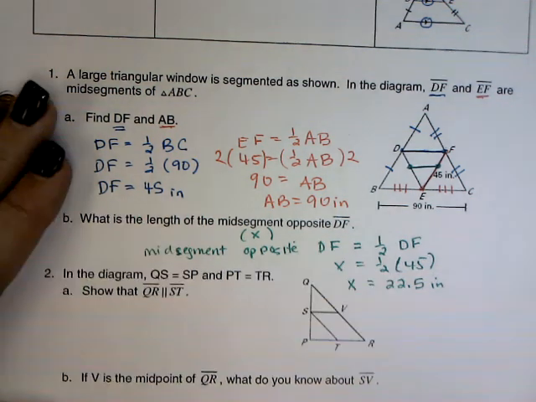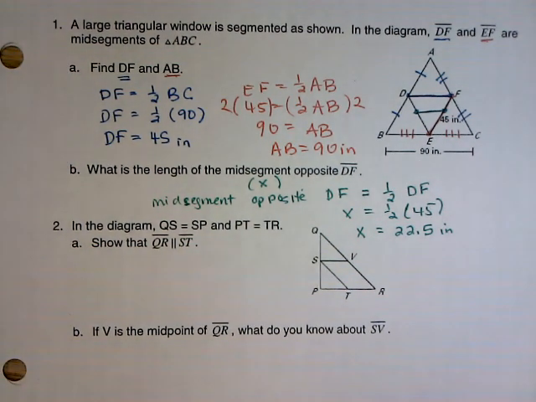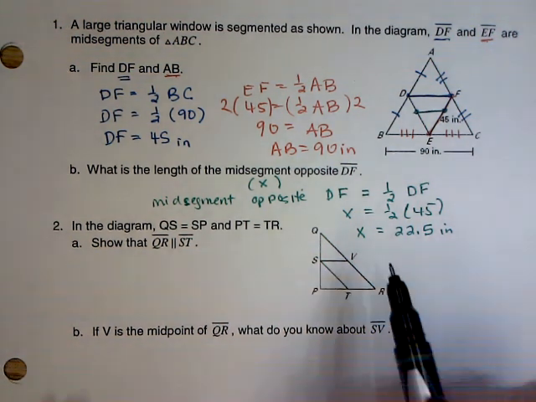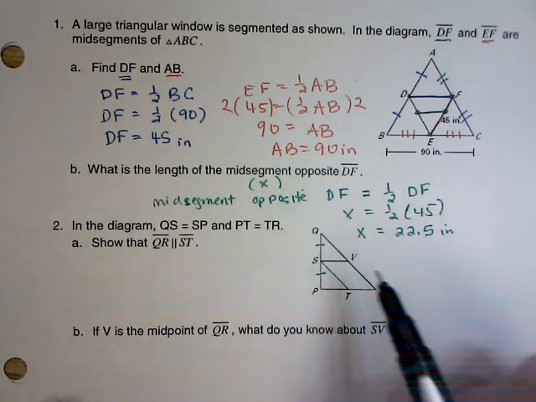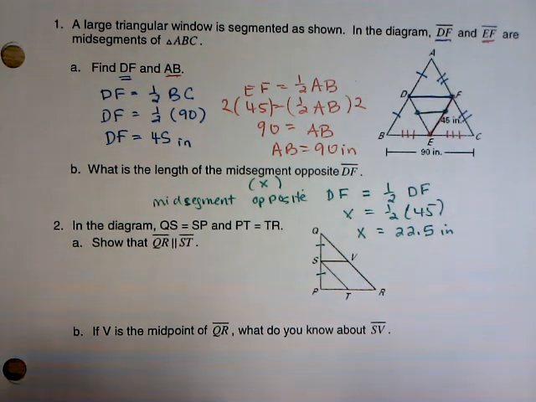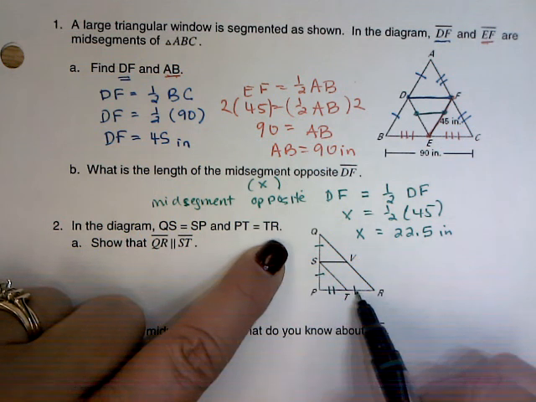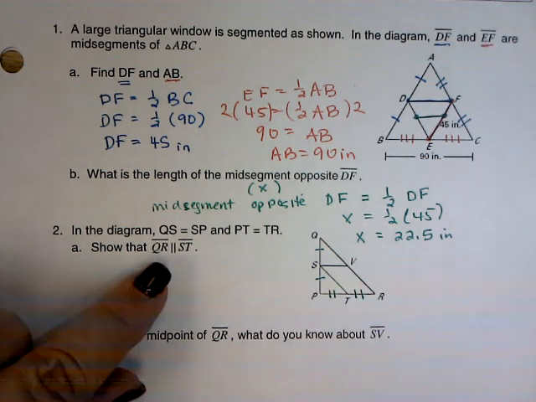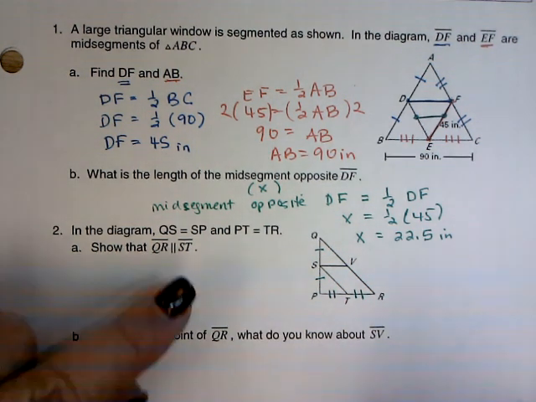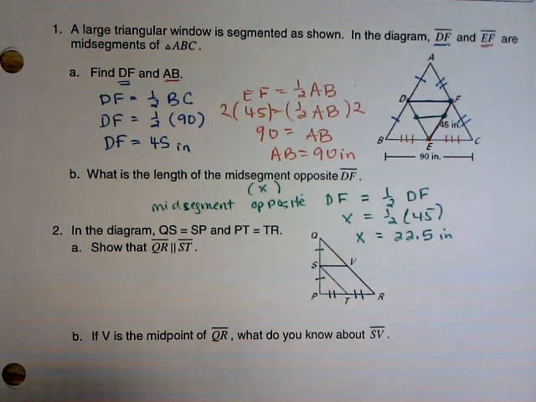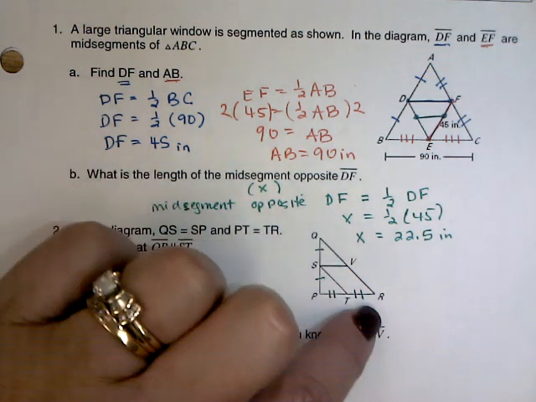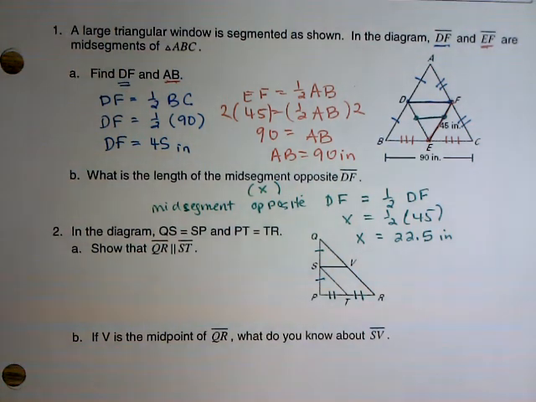All right, number 2 says, in the diagram, QS equals SP. So I'm going to go ahead and mark right away, QS equals SP. We know that PT is equal to TR. Show that QR is parallel to ST. So I'm trying to prove here that QR is parallel to ST.